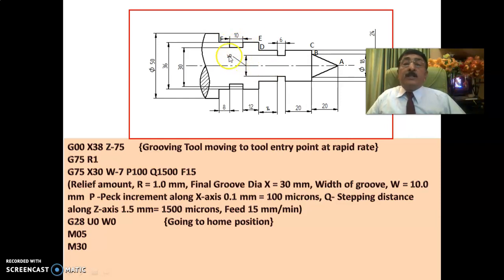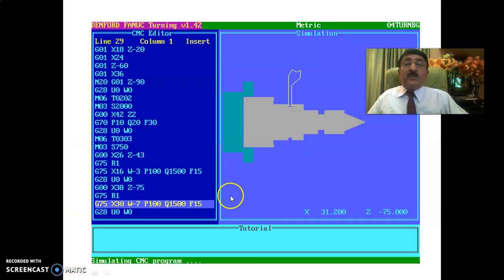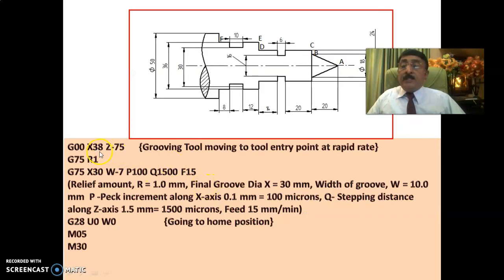Please understand, this is the position. You see here, it comes first rapidly to Z minus 75: G00 X38 Z minus 75. It comes here rapidly to this position, X36 Z minus 75. Then it starts cutting here. Every time the radial cutting is 0.1 mm, P100 means 100 microns. It goes on cutting till it becomes X30, that means the diameter should become 30.